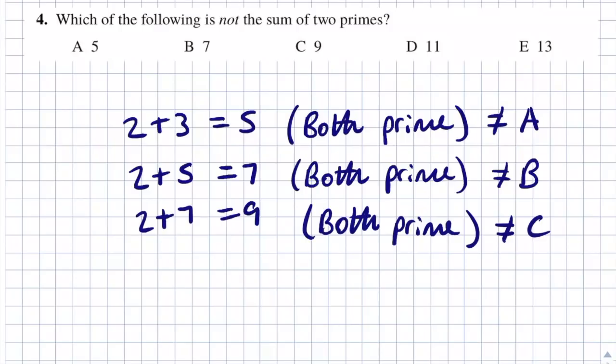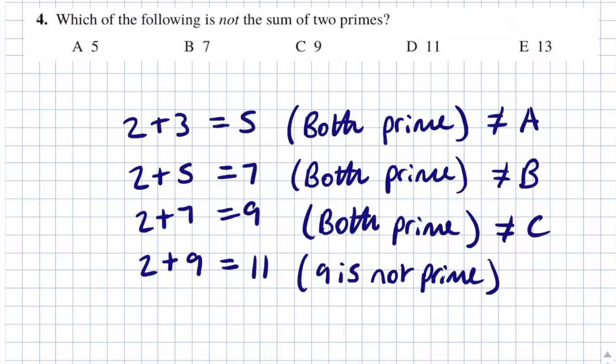What about 11 though? If we use this same pattern where we've done 2 add the previous result, so in this case it's going to be 2 plus 9, which gives us 11. Well, 2 is prime, but 9 is not prime because we know it has multiples of 3 and 3. 3 times 3 is 9. So therefore we can say 9 is not prime. So that means our answer is probably going to be D.